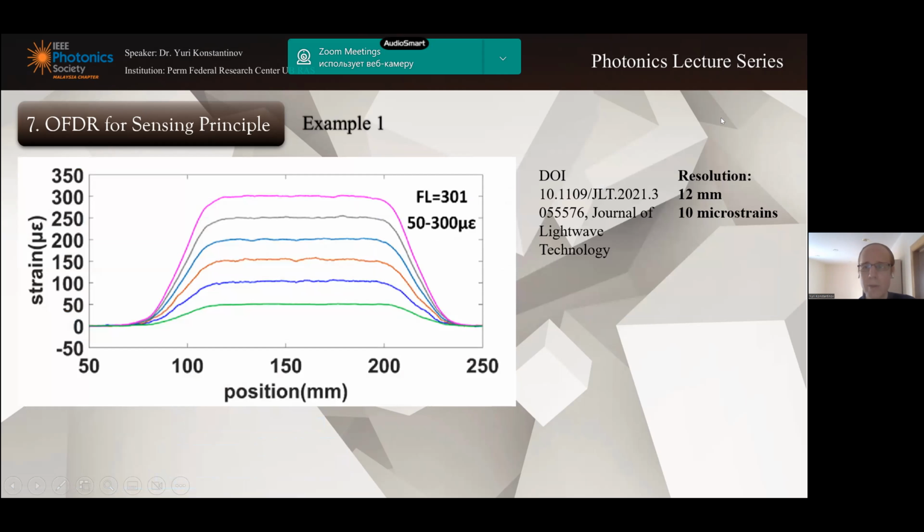Here are the results. We can see that this is strain, and it varies from 50 microstrains to 300 microstrains, and they acquired a spatial resolution of about 12 millimeters, and the resolution in strain is about 10 microstrains.